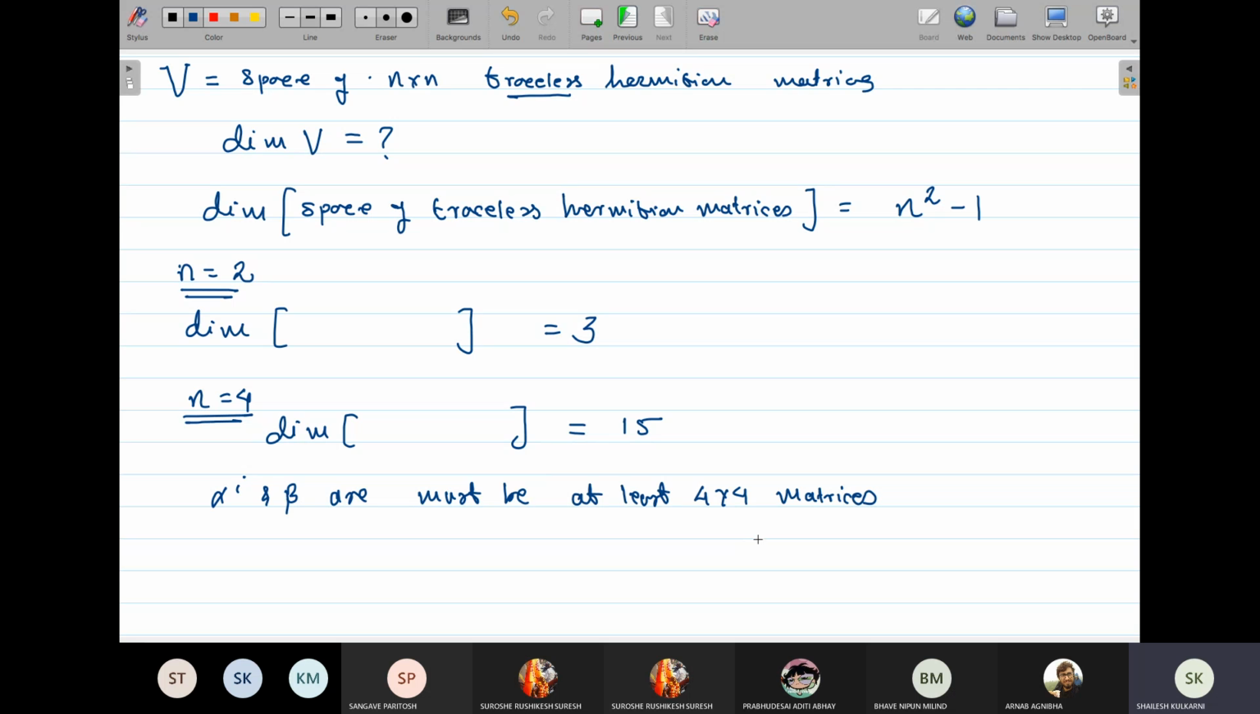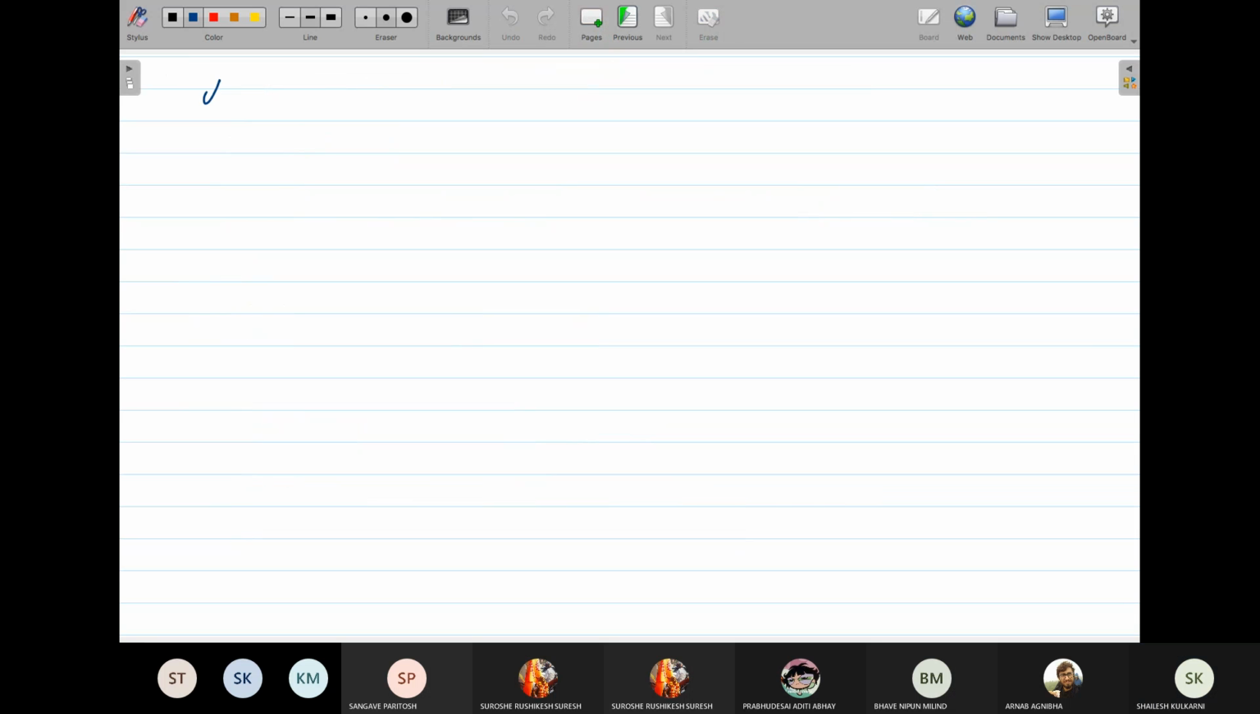Minimum dimension. Okay. So this alpha i consists of alpha 1, alpha 2, alpha 3, and then I have beta. All these are 4 cross 4 matrices. Okay. Now we come back to this.